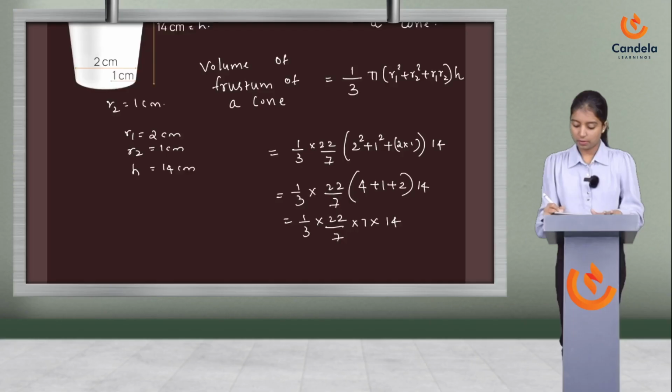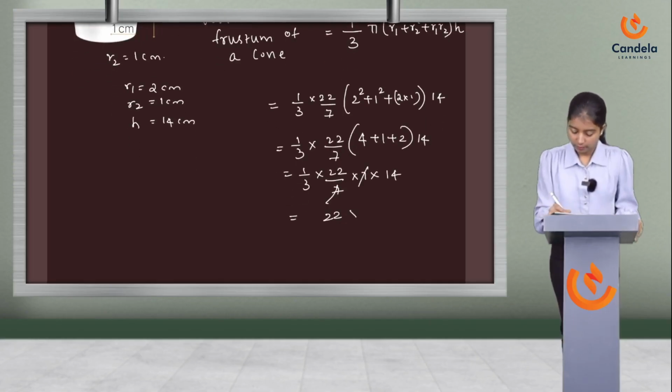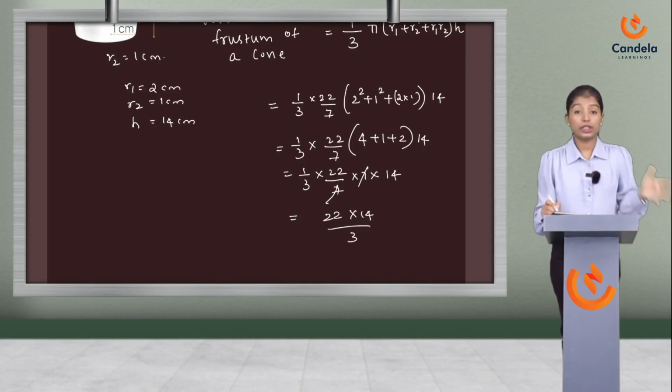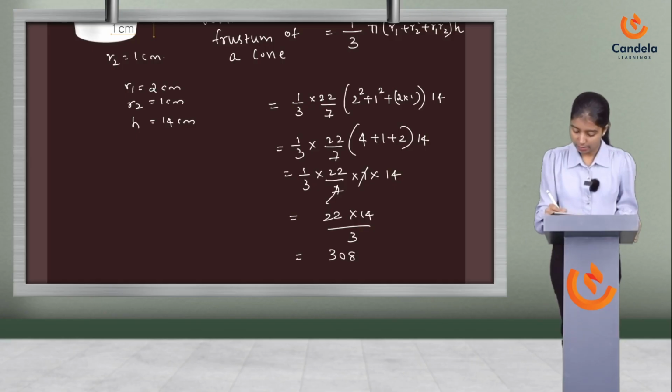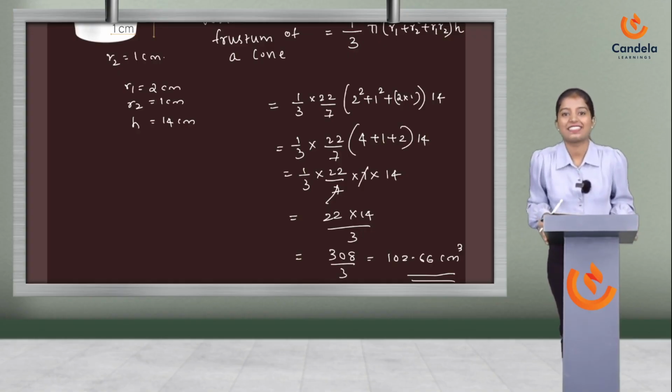Now, let us simplify this. 7 and 7 can be cancelled. We will be getting 22 into 14 by 3, that is equal to 308 by 3, that is equal to 102.66 centimeter cube. So yes, we got the answer. The answer is 102.66 centimeter cube. This will be the capacity of this glass. Pretty easy, isn't it?